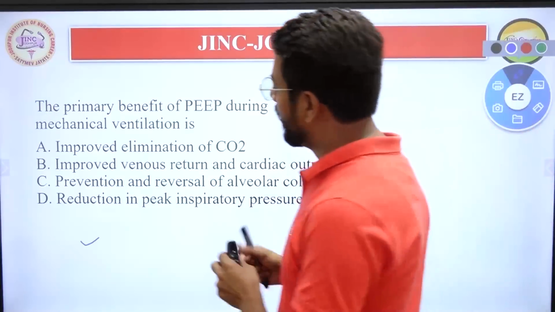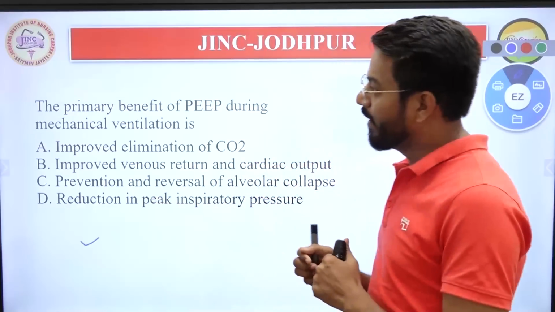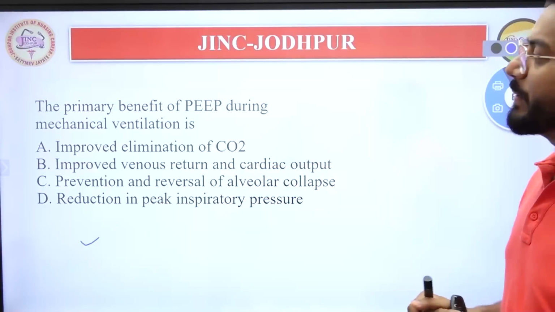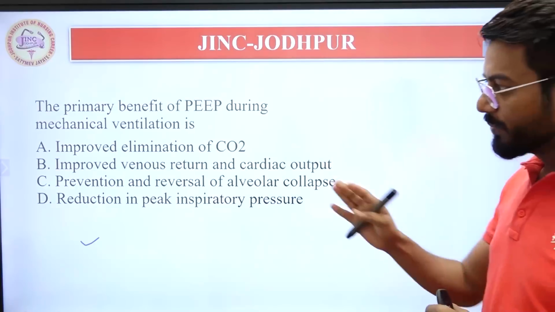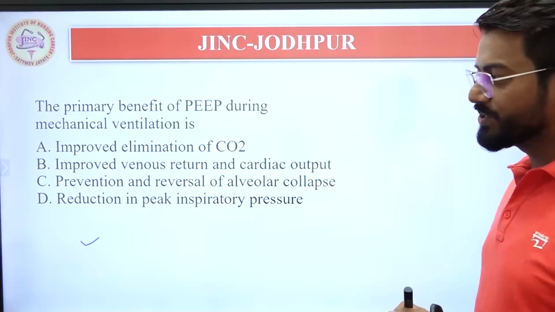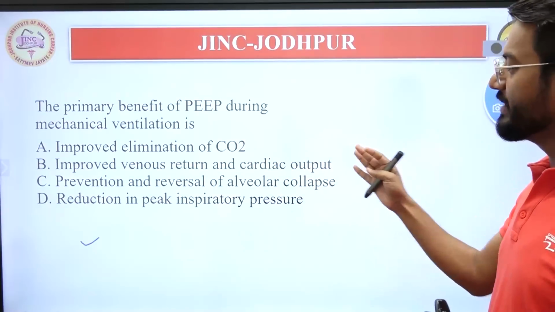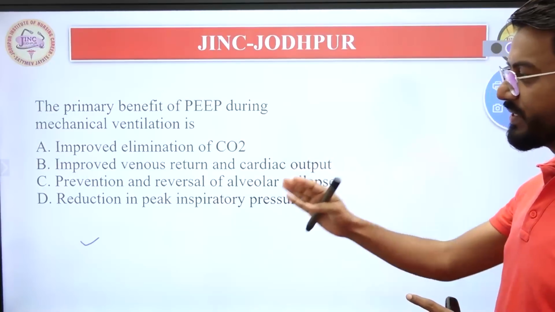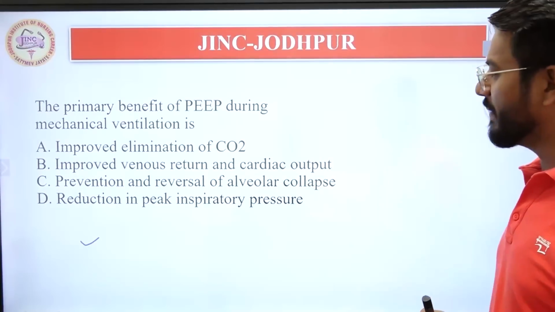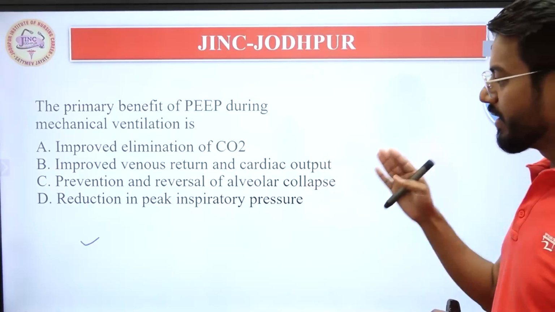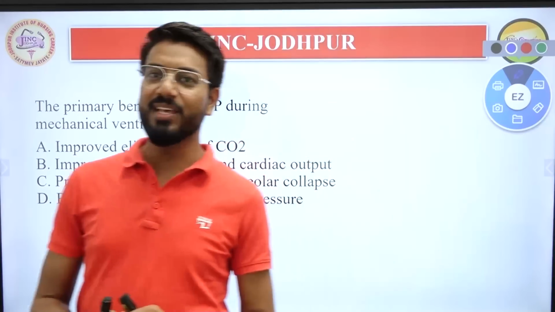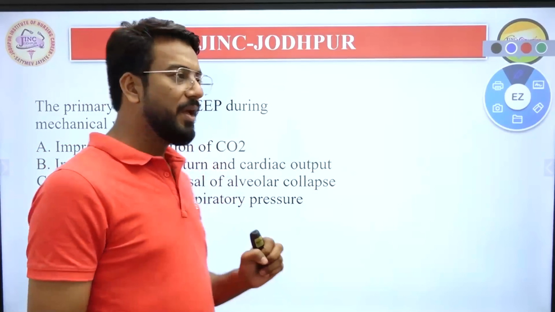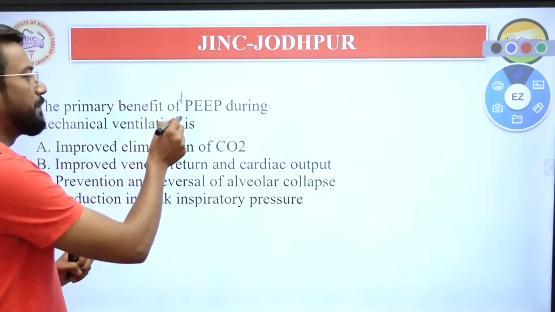In this question, what the examiner is asking you: the primary benefit of PEEP during mechanical ventilation is. Options are A, improve the elimination of CO2; option B, improve the venous return and cardiac output; option C, the prevention and reversal of alveolar collapse; or D, the reduction in peak inspiratory pressure. So the important point is that the question is asking you about PEEP.